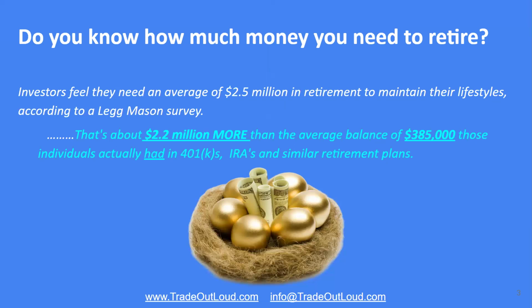But in the long run, investors feel that they need an average of $2.5 million in their retirement accounts to maintain their lifestyle, according to a Legg Mason survey. Did you know that that is $2.2 million more than the average balance of $385,000 those individuals actually had in their 401ks, IRAs, and similar plans? It is crazy pants.